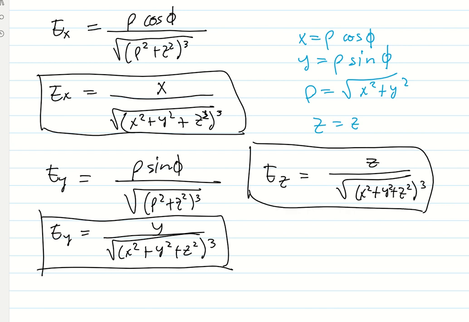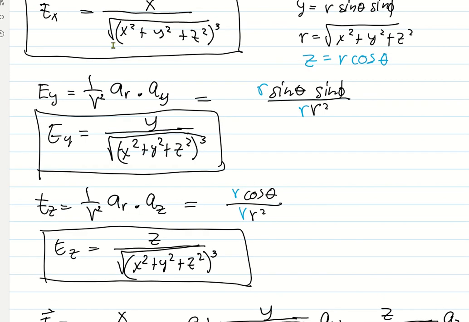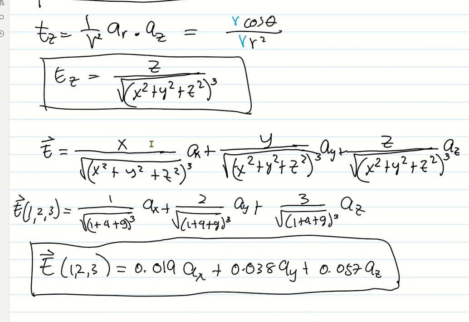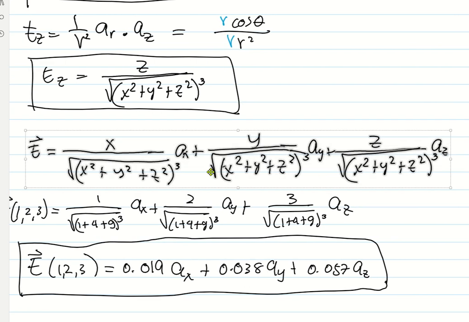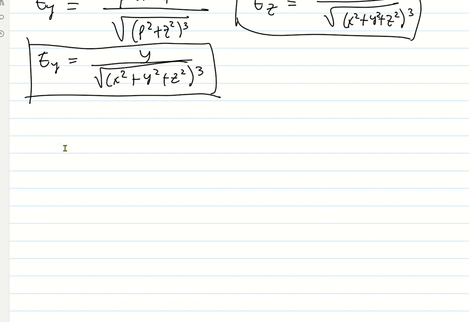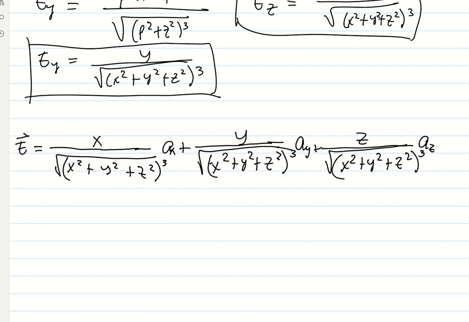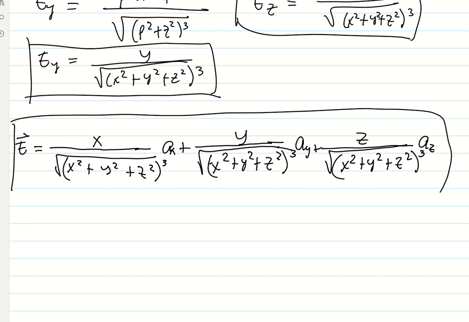Then if you look at our answers here, the denominators of EX, EY, and EZ are all the same. So we can just copy this one. This will be our equivalent field of the given vector field in a rectangular coordinate system. So they are the same field.